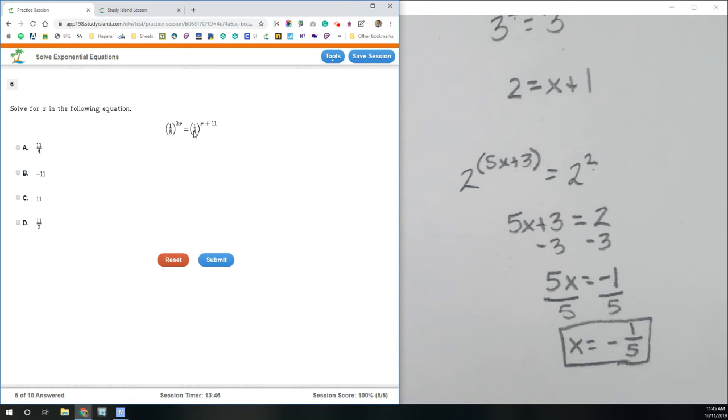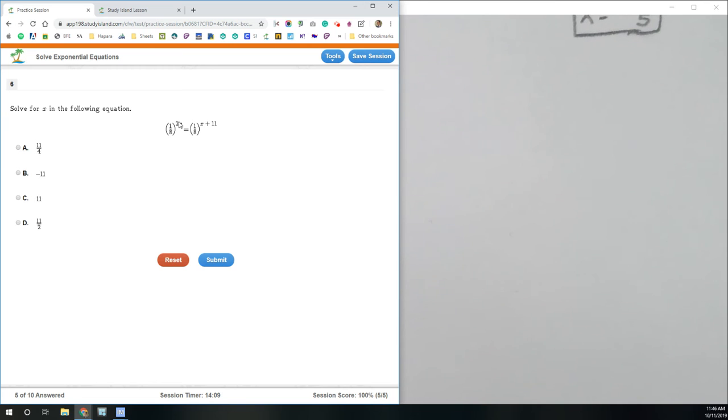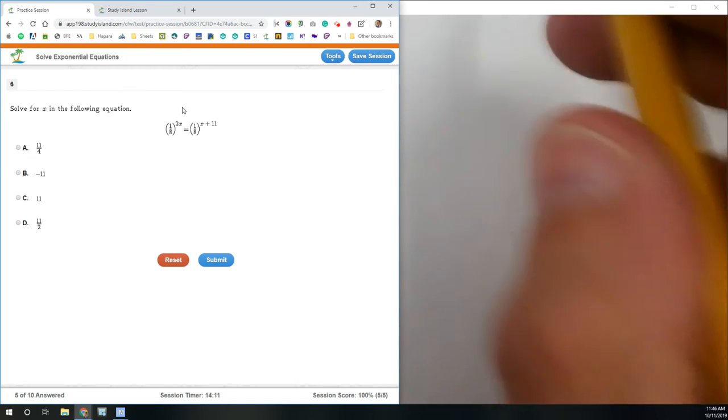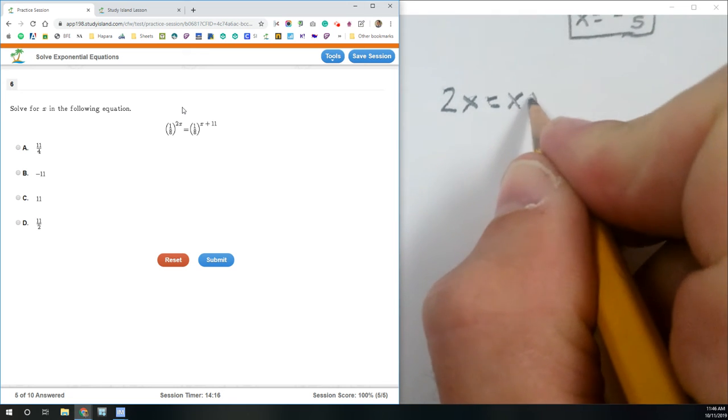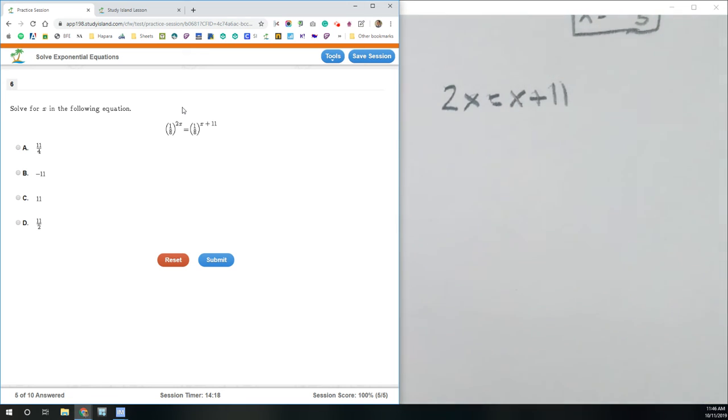It doesn't matter if these both say 1/8, or if they both just say 8, or if they both just say 1, or if they both say x, or if they both say y, or if they both say pi. Whatever the bases are, as long as the bases are the same, if you have two things that are equal to each other with the same base, then their exponents have to be the same as well. So I can go ahead and write that 2x, which is the exponent on the left, must be equal to x plus 11, which is the exponent on the right. It doesn't matter that it was 1/8. Don't freak out because it's a fraction.